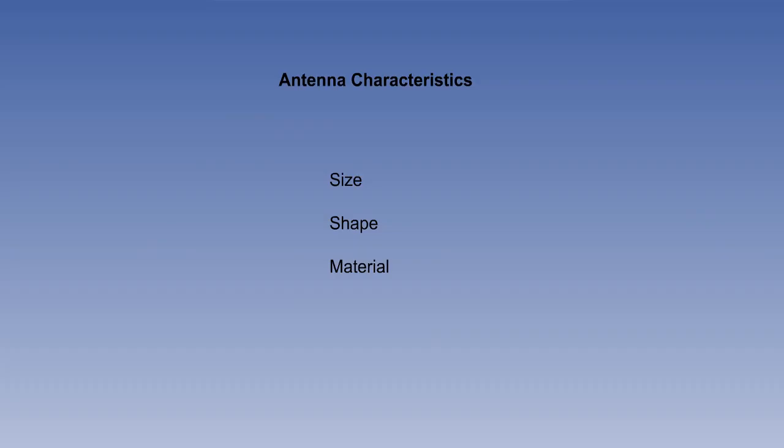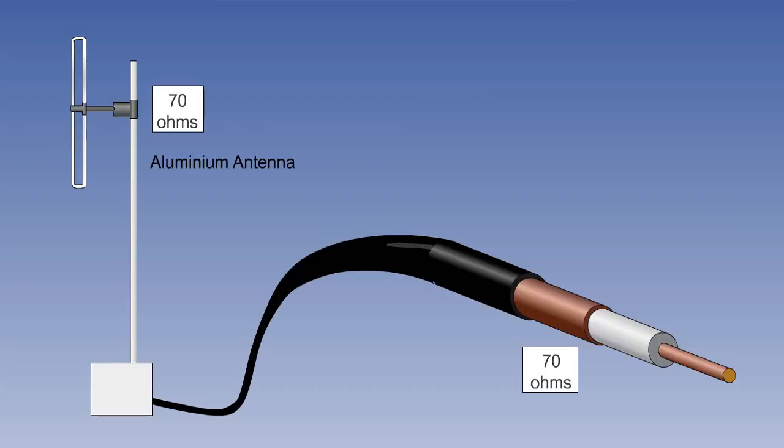The size, the shape, and the material of the antenna are all important. The metal used must be a good conductor, such as copper or aluminium, and must not impede the flow of the electric current too much. Similarly, any cable used has to have similar impedance to the antenna, otherwise a resistance will be created where they meet and current will be lost.